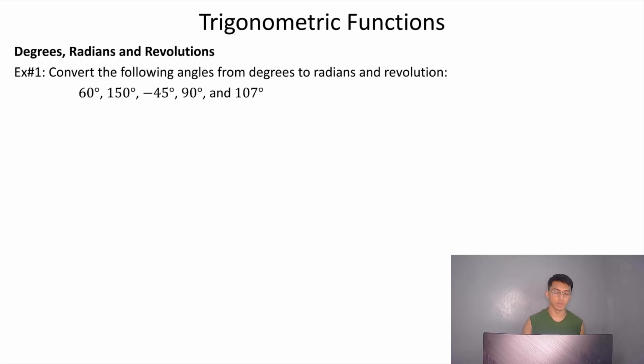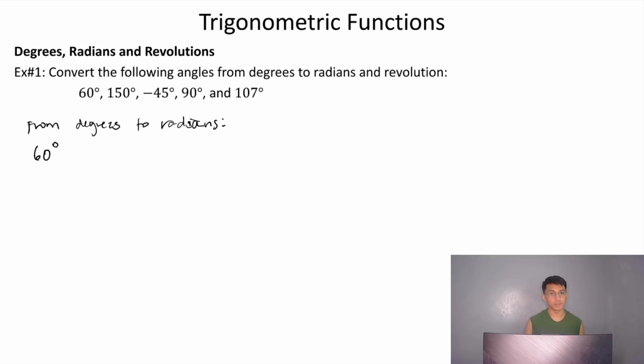For example number 1, convert the following angles from degrees to radians and revolution. So, how do we do that? The first thing we will do is convert all the angles from degrees to radians first. First angle, we have 60 degrees.